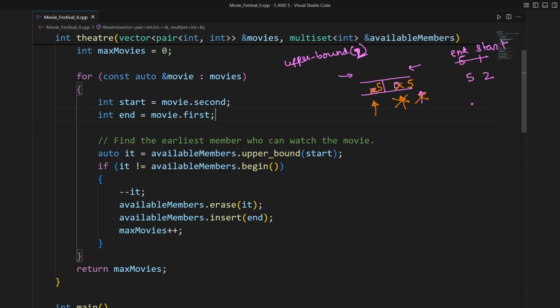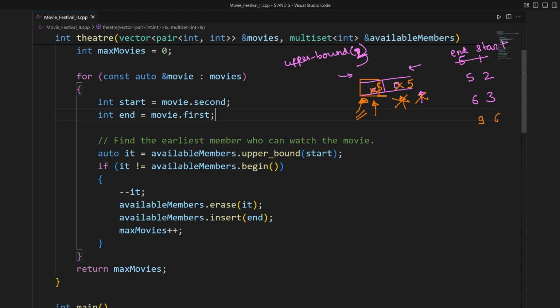Next comes the value 6 comma 3. So for 3, the upper bound is going to give the first value, right? This value will be given. But we know the iterator is equal to available.begin, hence we are going to skip this. We are not going to punch or do anything.